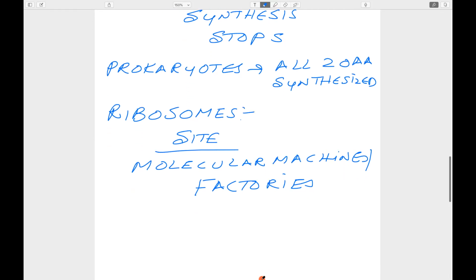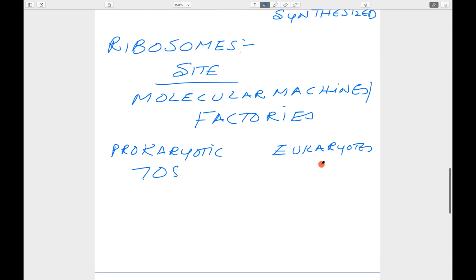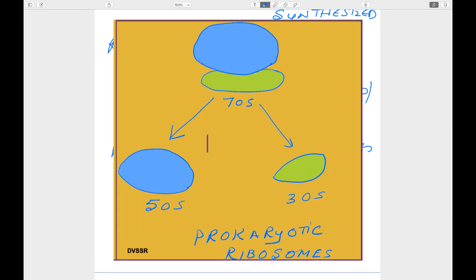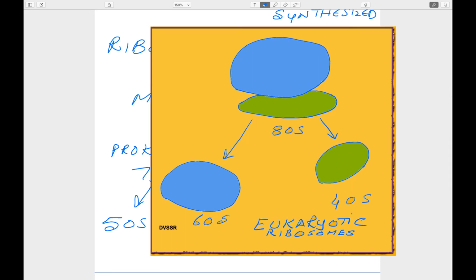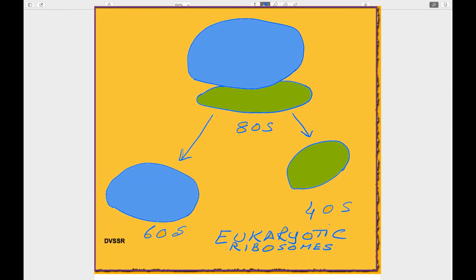Okay, so when you say the prokaryotic system and eukaryotic system, there are different types of ribosomes present. In the prokaryotes, it is 70S. S means the sedimentation unit. Here it is 80S. Here again, further subunits are present: here 50S and 30S, whereas here 60S and 40S. Each unit contains ribosomal RNA and various proteins.